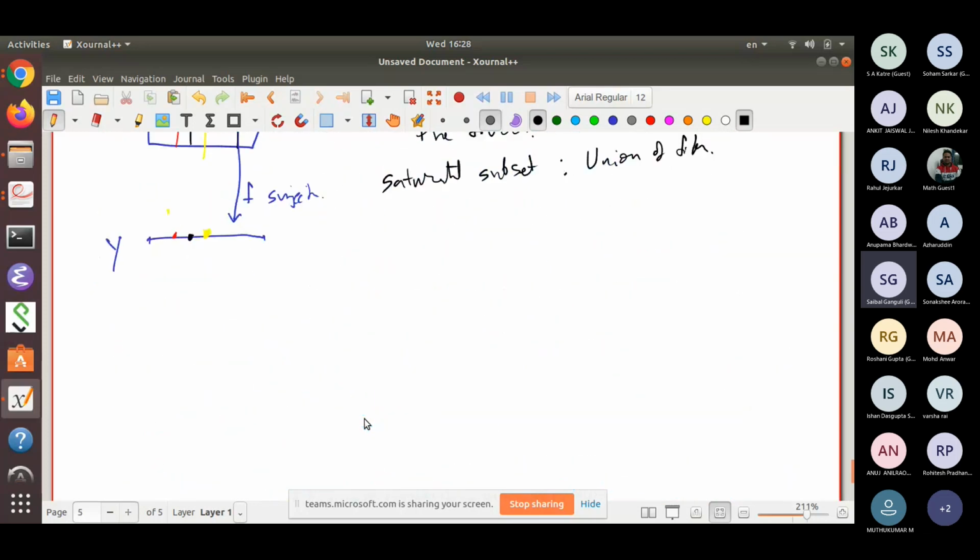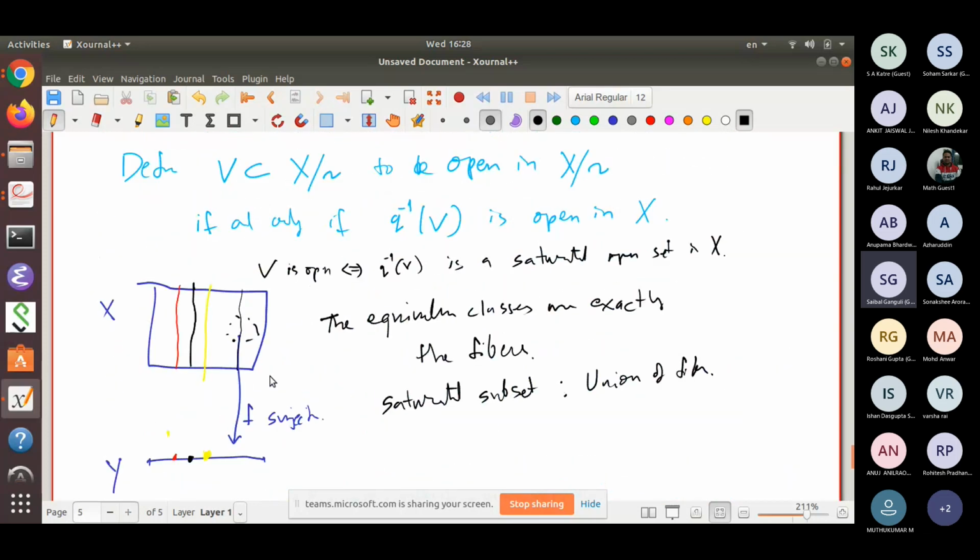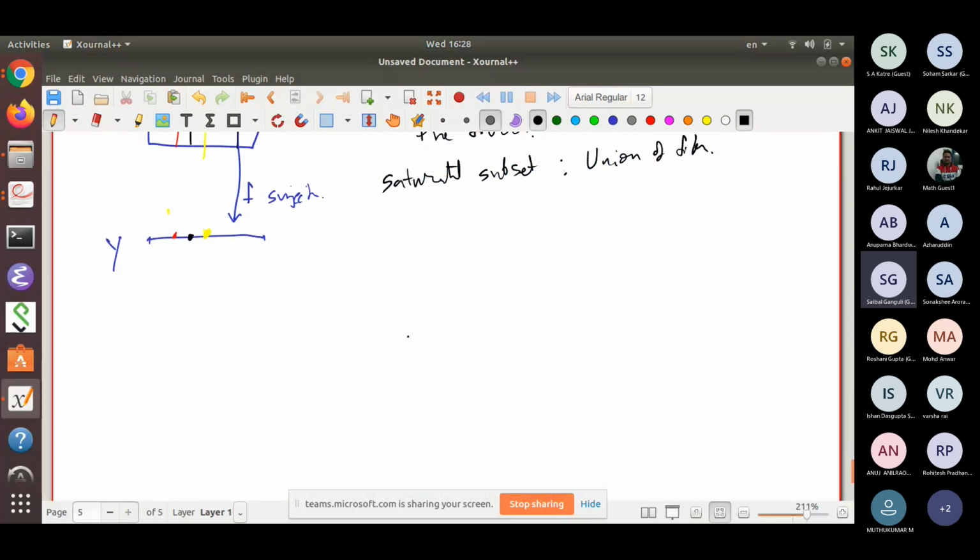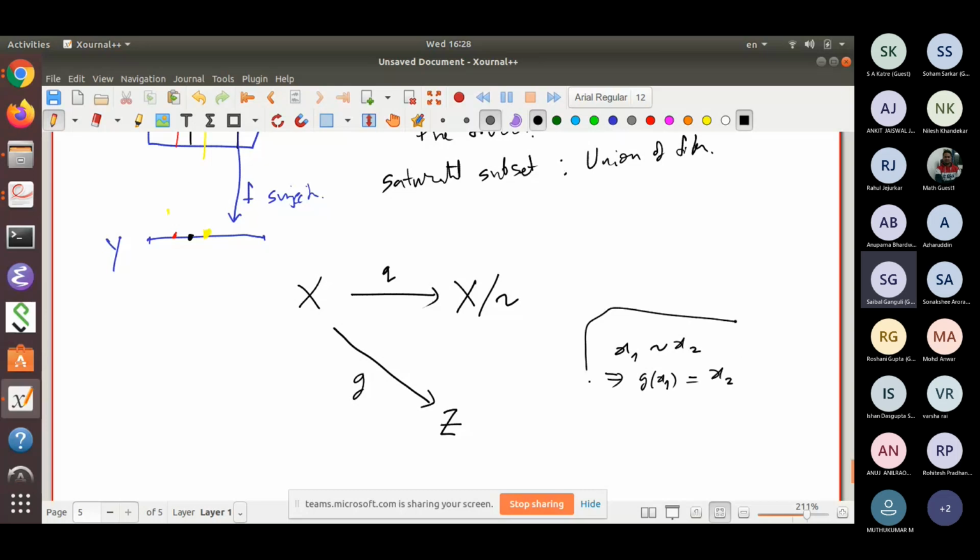So given any equivalence relation, we can produce a quotient topology. And that has the universal property. Let's write it in a different form. X mod theta, and this is the quotient map. Now suppose I have any other map G to Z. G has the property that x1 equivalent to x2 implies g of x1 equals g of x2. Suppose this is true.